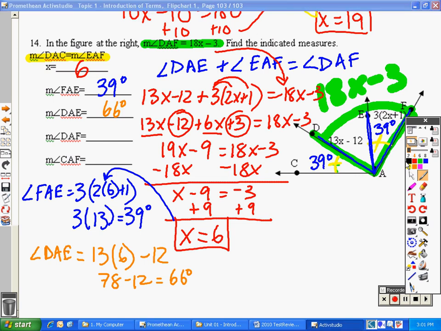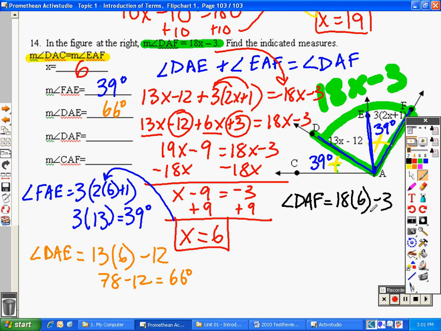All right, moving on. DAF. That was the one we were given up at the front. So angle DAF equals 18 times that x, which is, once again, 6, minus 3. 18 times 6 is 60 plus 48, so that's 108 minus 3, which is 105 degrees.